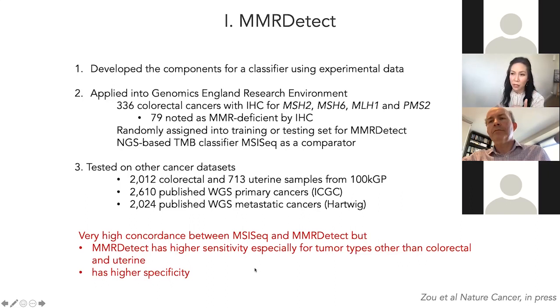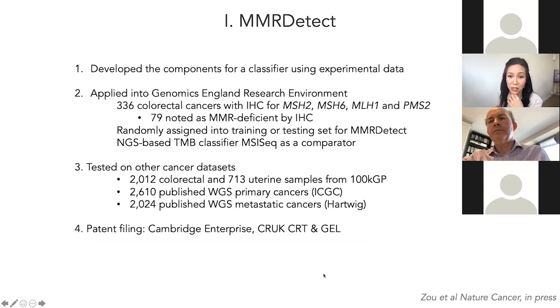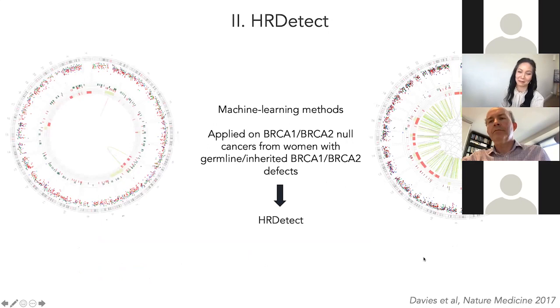So mismatch repair deficient tumors tend to have a slightly lower tumor mutational burden as a result. So some of these TMB assays will miss mismatch repair deficiency in other tumor types. MMR-Detect also has higher specificity. And I'm pleased to say we applied for a patent filing as of last week in a very agreeable IP discussion between Cambridge Enterprise, CRUK CRT, and Genomics England. So thank you very much for your expedited help there.